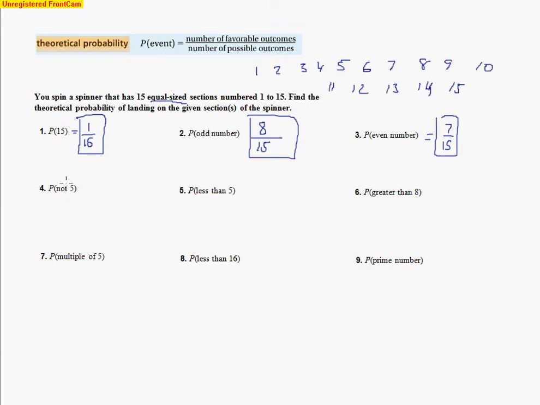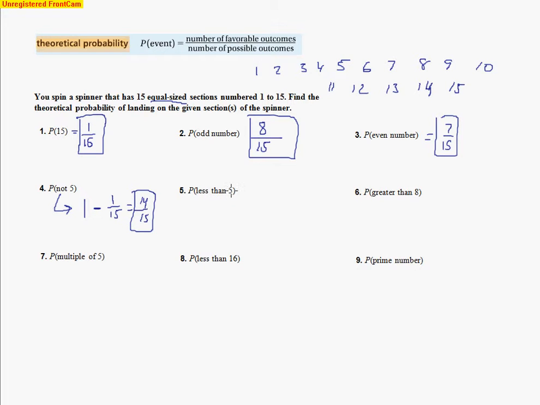Probability of not a 5. So the probability of getting a 5 is 1 out of 15. When we see the word not, we're basically taking the probability of a certain event, 1, and subtracting the probability of getting this event, which is 1 out of 15. To not get a 5 would be to get any of these other values, 1 through 4 or 6 through 15. So everything but 5. If I take away 1/15 from 1, that leaves me with 14/15ths. And that would be our answer.